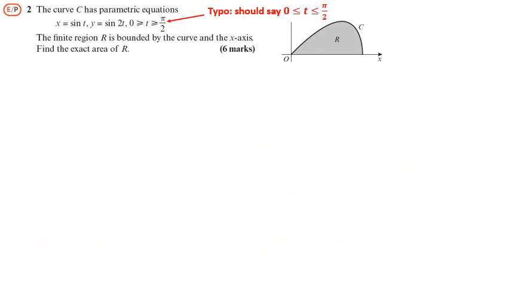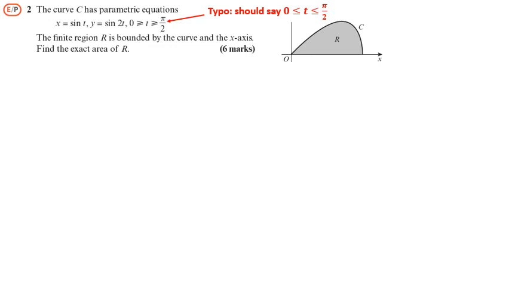Question 2. X and y are both given as trig functions, sine t and sine of 2t. T varies between 0 and pi by 2, or 90 degrees. It's worth saying before we dive in, it can be helpful to get a feel for what's happening. Try to imagine tracing out this function so that we can see which x and y values correspond to the t values. It's fairly quick in this case.